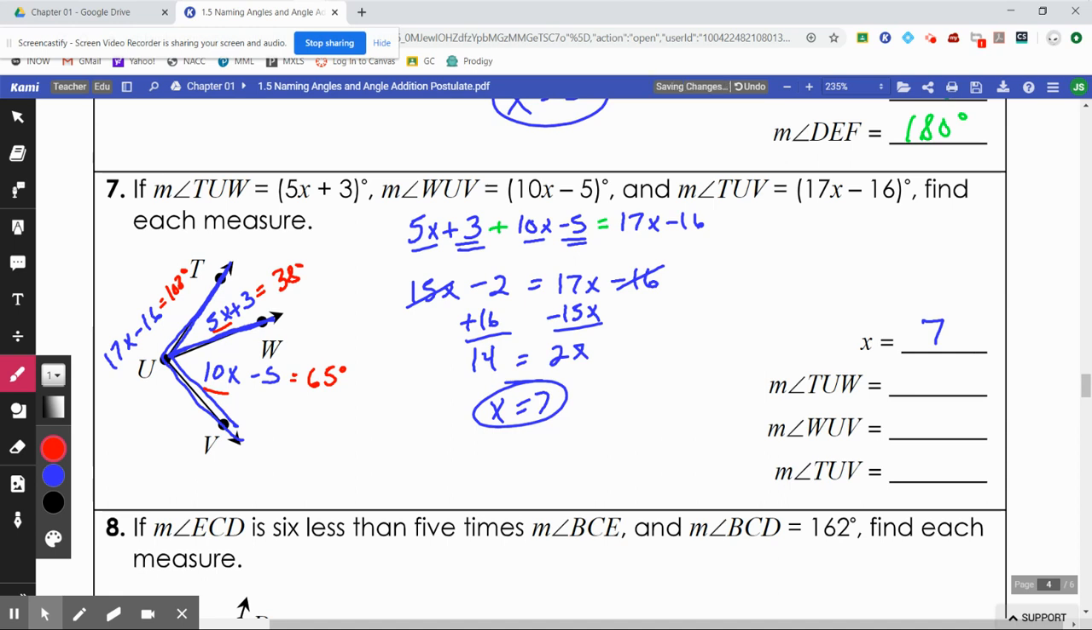So TUW, and we'll check it in just a second, would be 38 degrees. WUV is 65 degrees. TUV, the whole angle, is 103. Check that. When you add 65 and 38, it gives you 103 degrees, so it has to be right.